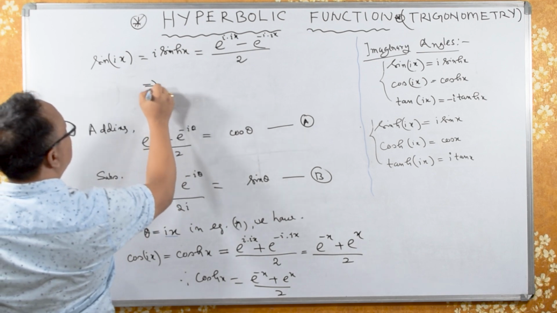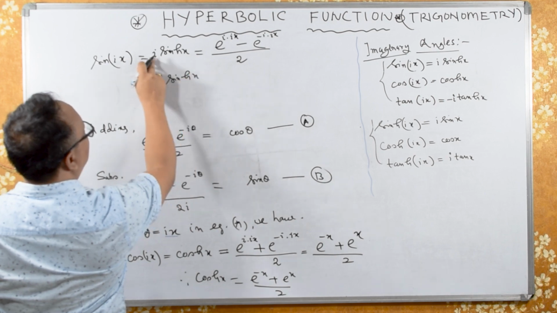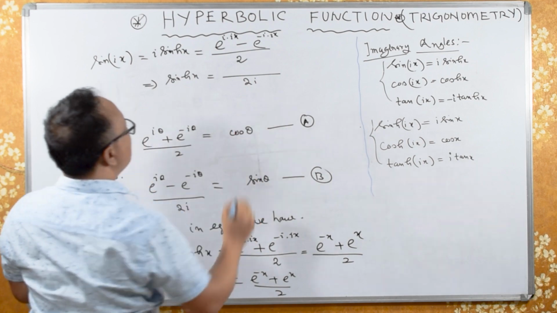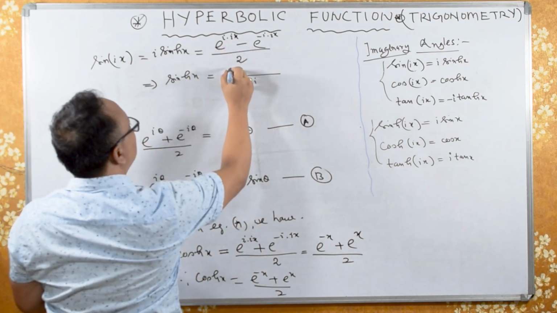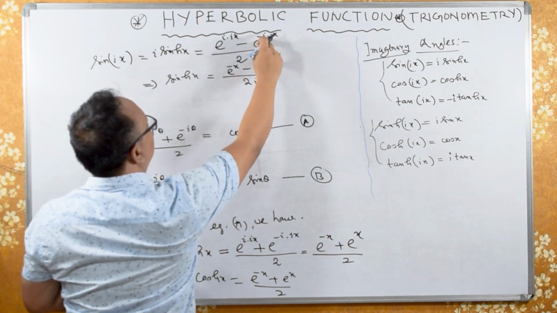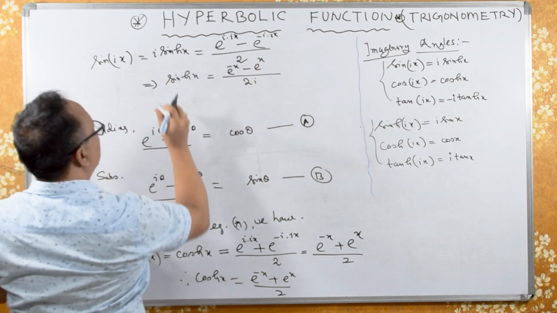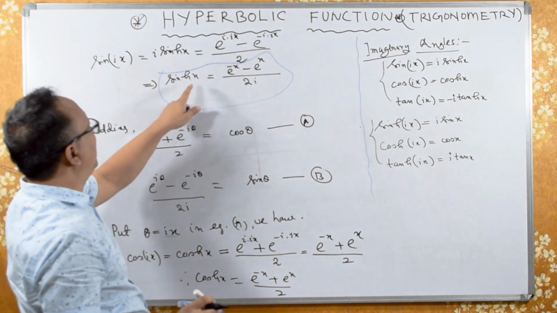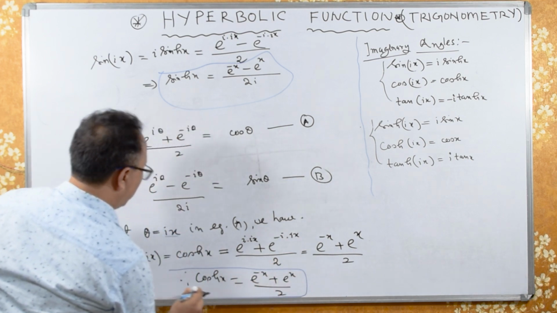Therefore this implies we have sine of hyperbolic x. I can send this i down, so here we'll have 2i, and here i into i is minus 1. We have e raised to minus x, i into i is minus 1, minus, plus e raised to x. This is sine hyperbolic x, and this is cos hyperbolic x.